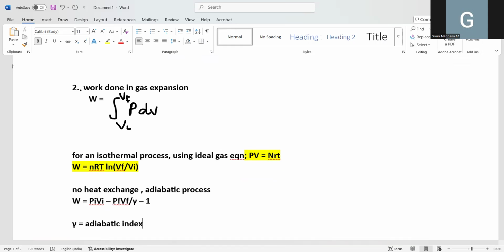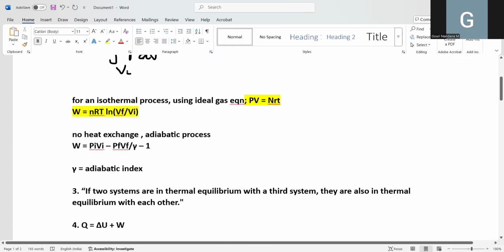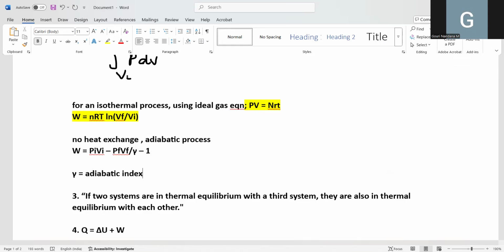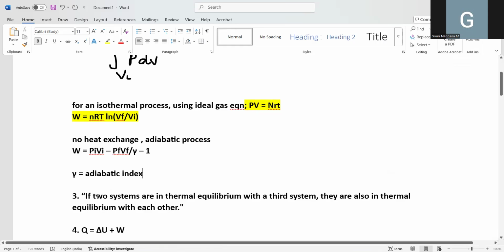The next question is: define temperature using the zeroth law of thermodynamics. The zeroth law of thermodynamics says that if two systems are in thermal equilibrium with a third system, they are also in thermal equilibrium with each other. Basically, if two objects are at the same temperature as a third object, then all three will be at the same temperature. So we can say temperature is the property that describes whether two objects are in thermal equilibrium, meaning there is no heat flow between them. Therefore, the third object will also be at the same temperature, that is, in the same equilibrium.